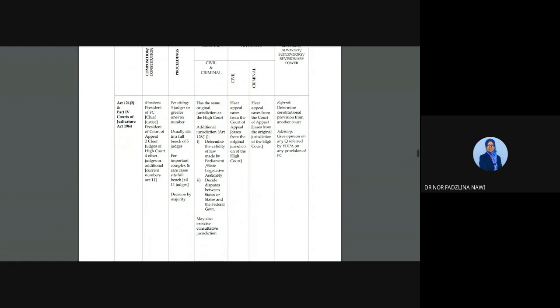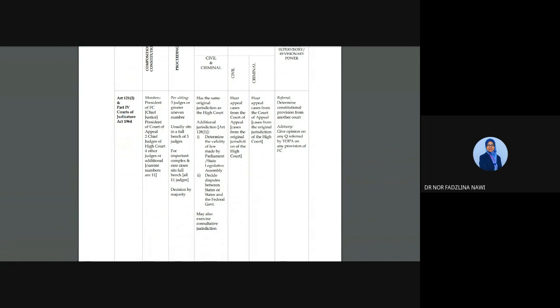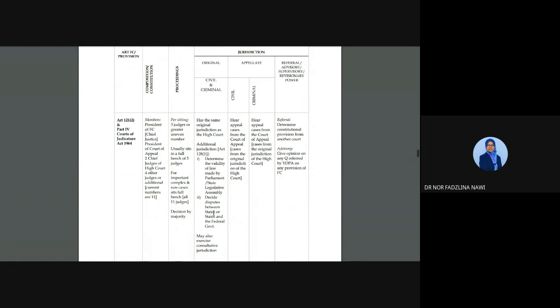Okay. Its additional jurisdiction, apart from that, is special only for the Federal Court. If you want to bring a case directly to the Federal Court, it has to do with the validity of any law made by parliament or state legislative assembly, or if there is any dispute in regards to issues between states and the federal government. For appellate jurisdiction, they can hear appeal cases which come from the Court of Appeal, usually cases that we appeal from the High Court original jurisdiction.